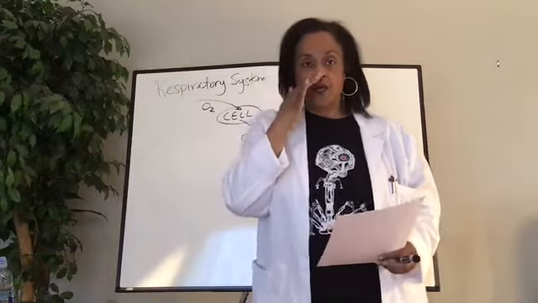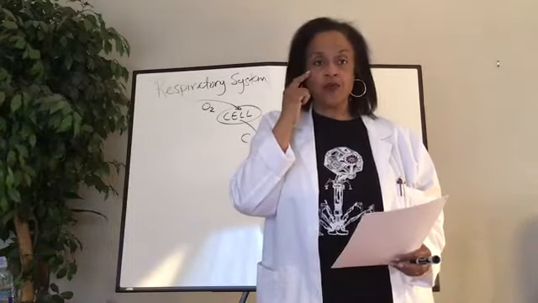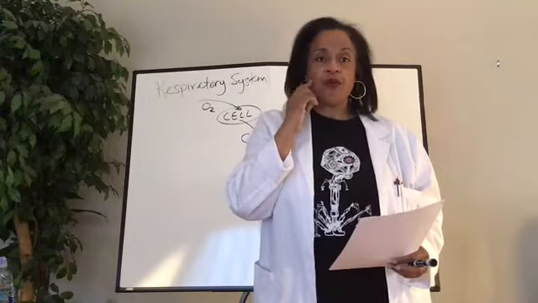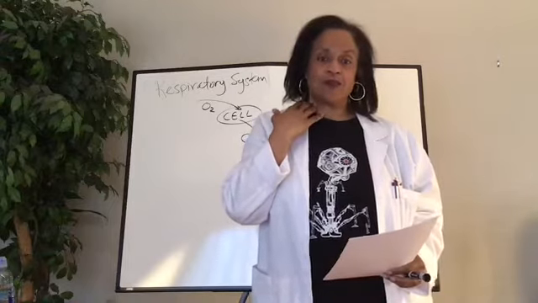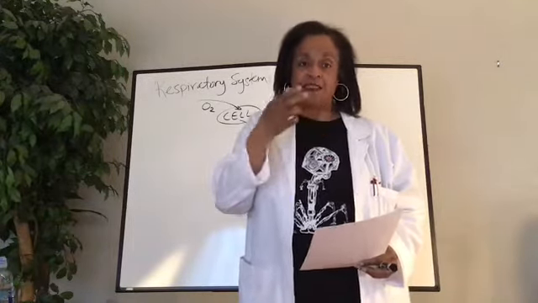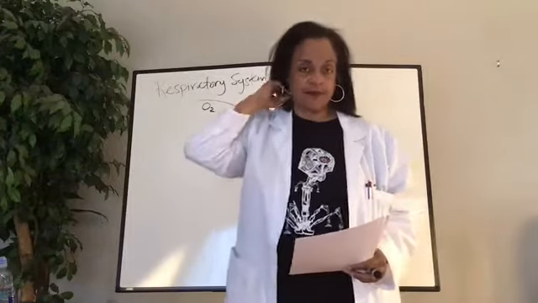So that's the nose, the nasopharynx, which is the nose throat, pharynx is throat, oropharynx, which is the mouth throat, and the laryngopharynx, which is the larynx throat, and of course the larynx. So that stops about right here where our voice box is. That's the larynx. Those are things in the upper respiratory system.